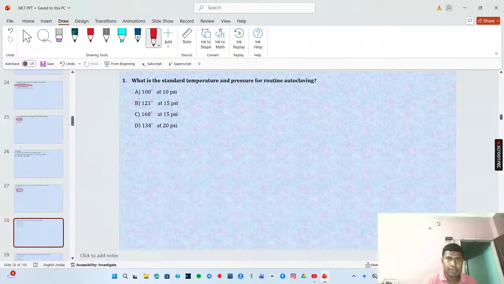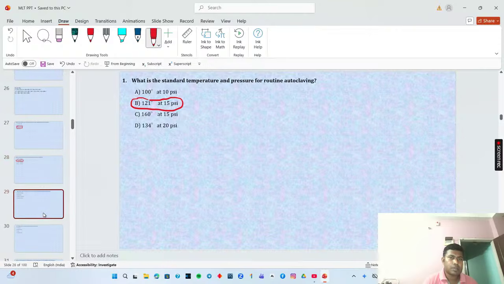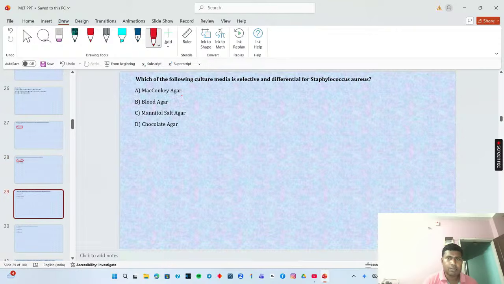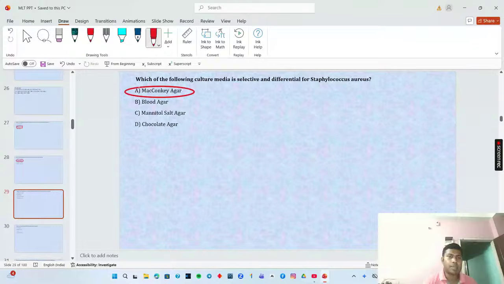Now, what is the standard temperature and pressure for routine autoclaving? It is 121 degrees centigrade at 15 psi pressure. Which of the following culture media is selective and differential for Staphylococcus aureus? It is MacConkey agar, because it helps us to differentiate between lactose fermenting bacteria and non-lactose fermenting bacteria.